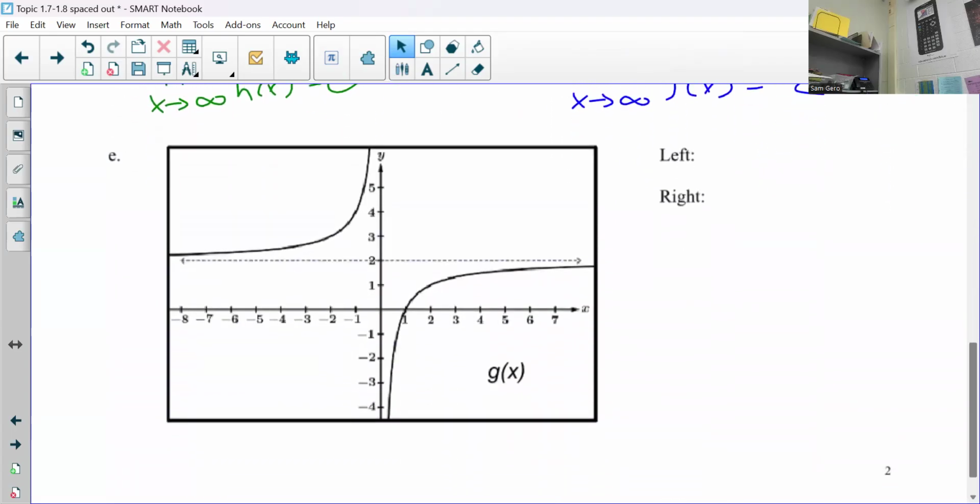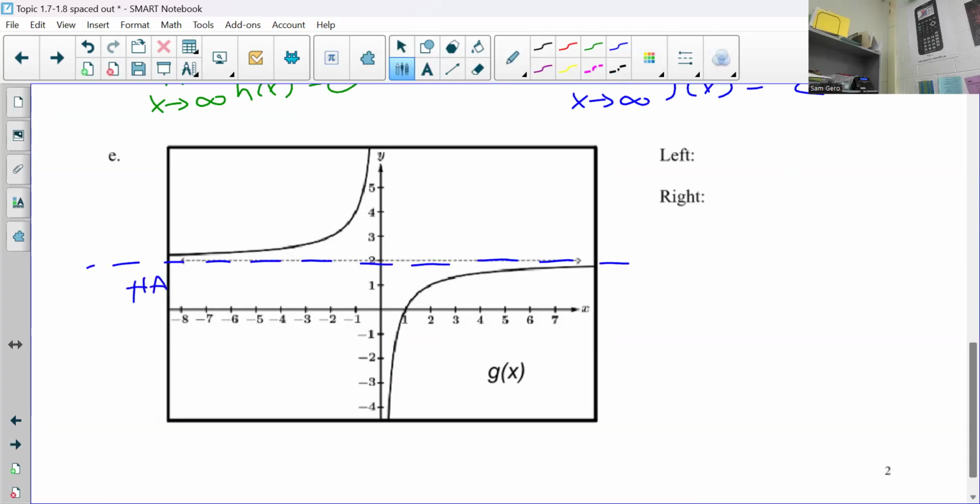This one, you'll notice, ladies and gentlemen, that there is a horizontal asymptote. This graph has a horizontal asymptote right here. There's a horizontal asymptote of y equals 2, which means end behavior tells me where it's going.